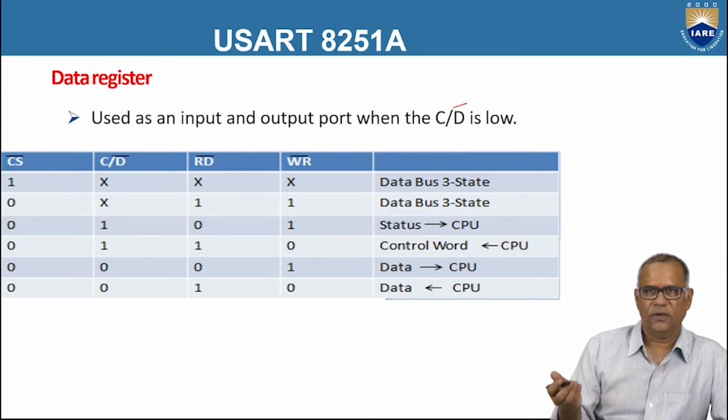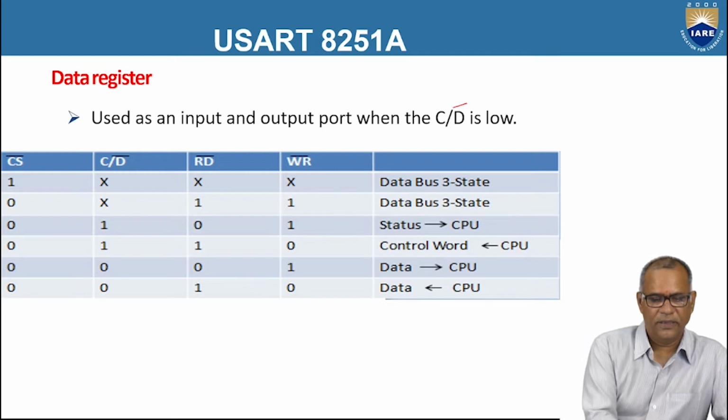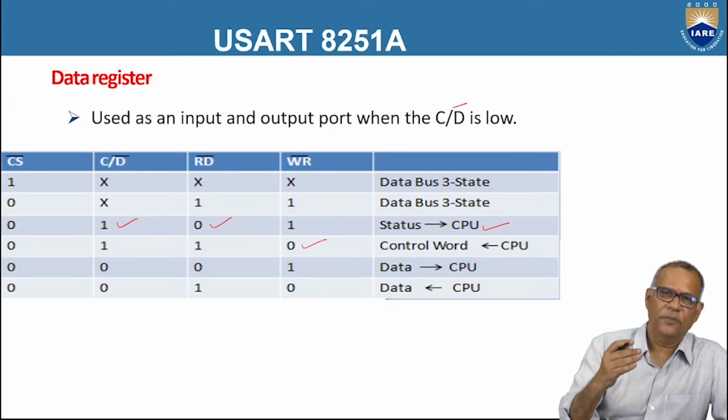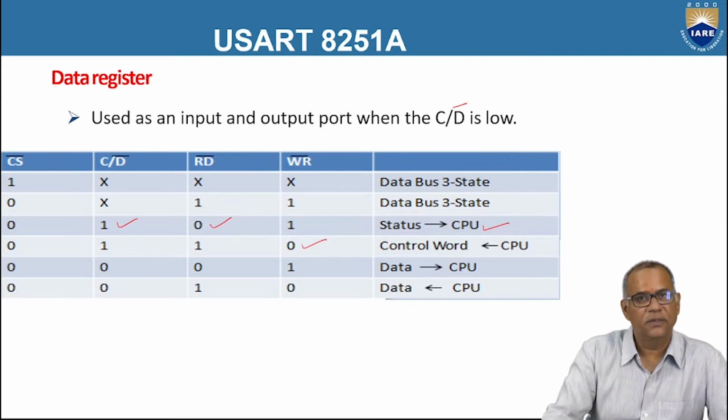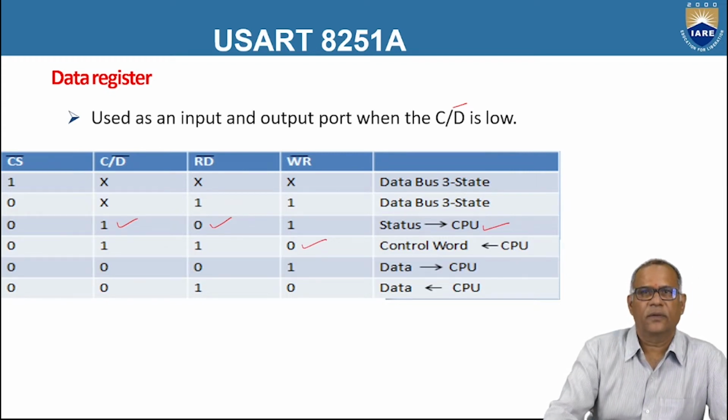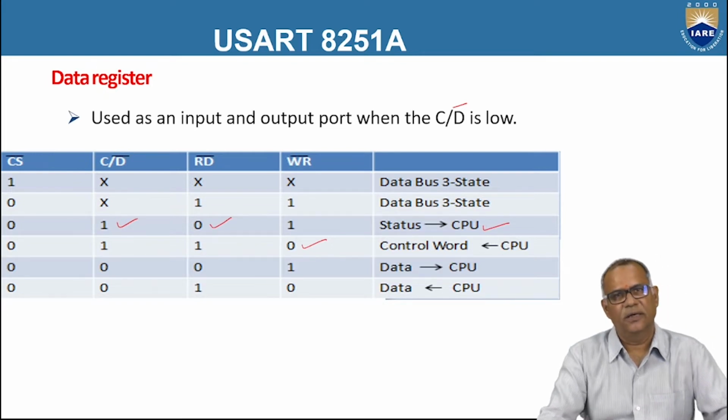to send the control word or to read the status word accordingly. So if C by D bar is equal to 1 and if read bar is 0, that means the status is read by the CPU. Similarly, if the write bar is active, then the CPU writes the command word to the 8251A USART. And when C by D bar is 0, then it is used for actual transmission or reception.